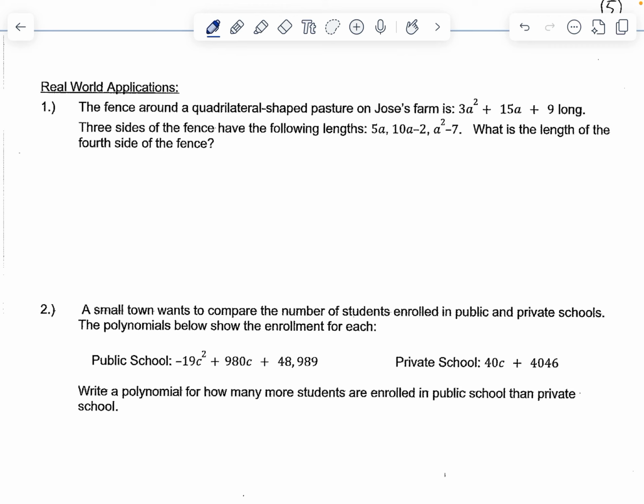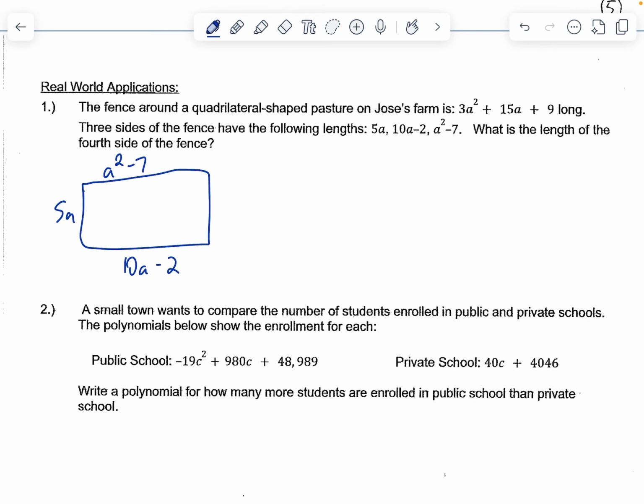So the fence around a quadrilateral shaped pasture on Jose's farm is 3a squared plus 15a plus 9 long. Three sides of the fence, well, let's just draw a quick picture of this. Three sides of the fence have lengths of 5a, 10a minus 2, and a squared minus 7. What's the length of the fourth side? And it doesn't have to be a rectangle. I was just drawing something with four sides here.